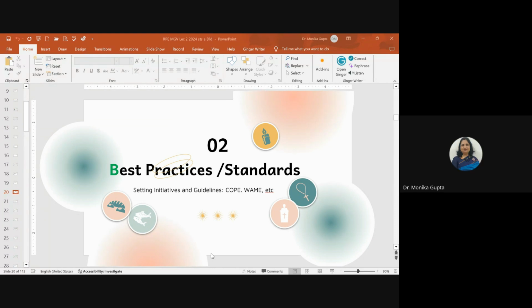Yes, ma'am. Like in our organization, we have a special cell that is DRC, Department of Research Committee, and they have dedicated research faculty for research work only, and they are guiding GRFs and SRFs and others, executive professionals who are pursuing doctorate. They have also been organizing these FDPs and other aspects frequently. So this should be a practice that should be adopted all over. Yes. So best practices or standards, that is setting initiatives and guidelines of COPE, WAME, etc.